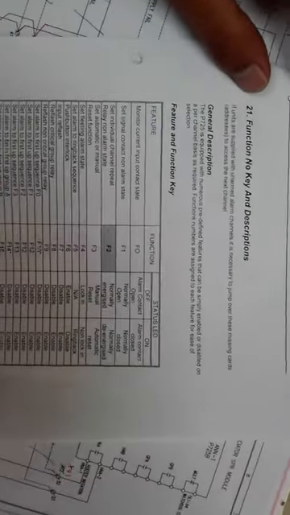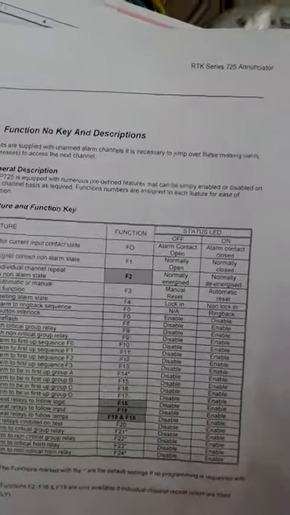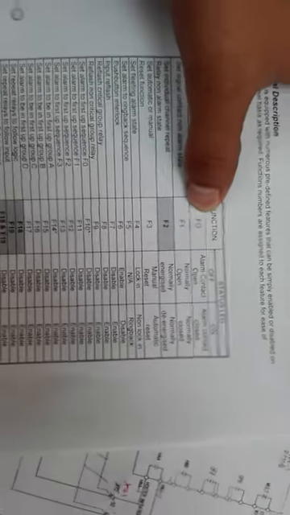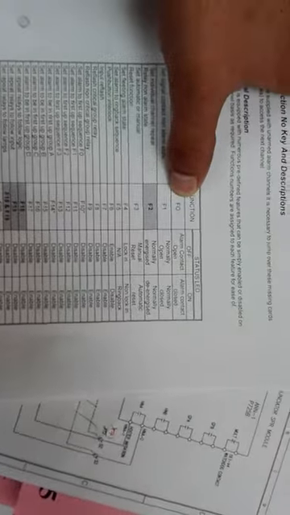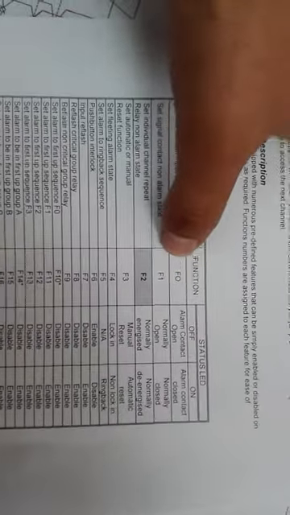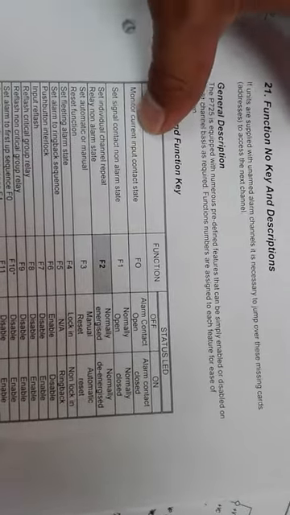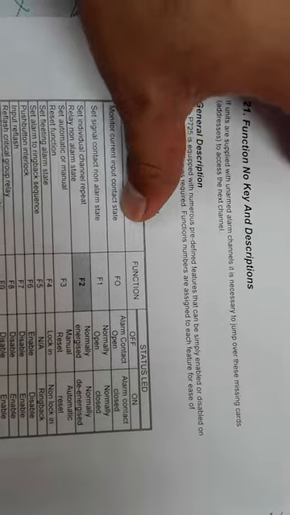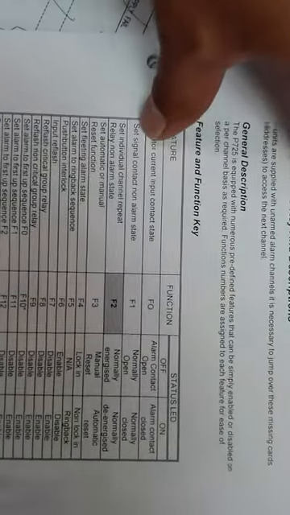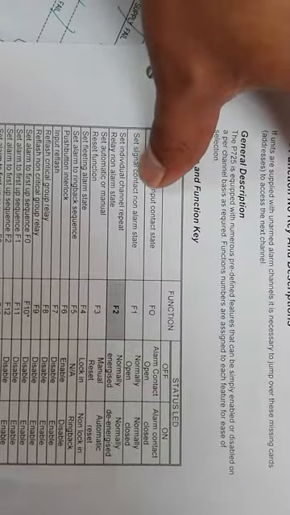Yeah, so the next portion is function, key and descriptions. This section explains the functions, the status of LEDs, and which function has what feature. Practically I will show you later, but first I will explain this. When you enable function F0, what is its feature? Monitor current input contact state. If F1 is enabled, then what is its feature? Set signal contact non-alarm state. Similarly, F2 and F3 have their own separate features.